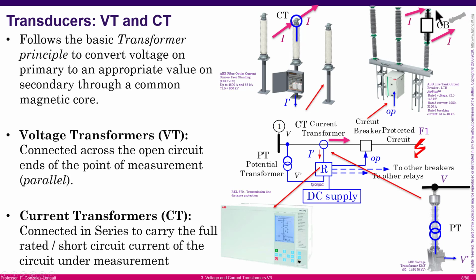There is a current going in and out, but also here we have some current transformers. And the idea is that the current transformer is connected in series with the current and the circuit breaker, and the idea is to take the primary signal and transform it into a secondary level that can be used for the relays or protections, okay?